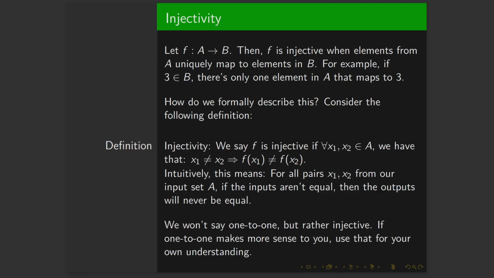Well, let's look at the following definition. We say that f is injective if for every value of x1 and x2 in A, as long as x1 is not equal to x2, then the output will not be the same. So f of x1 will not be equal to f of x2. Intuitively, for every single pair, if they're not equal, then the outputs will never be equal. We won't say one-to-one, but rather injective. These are for your own understanding.